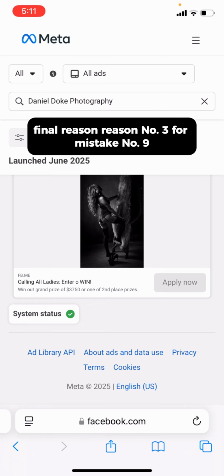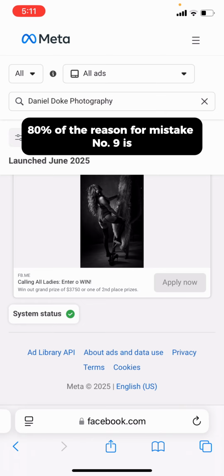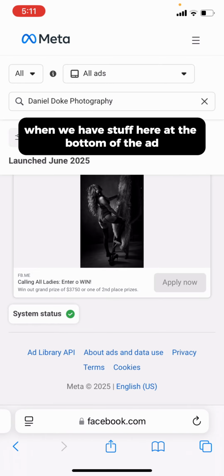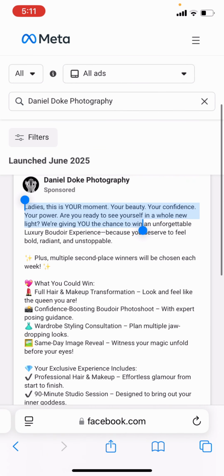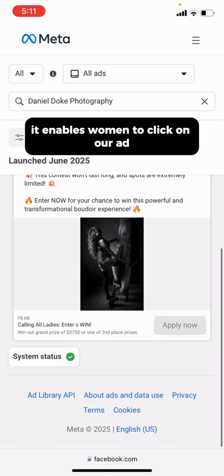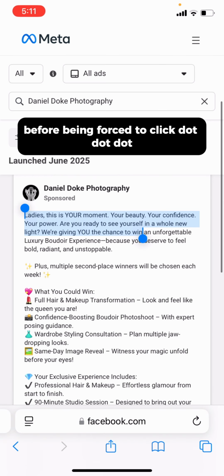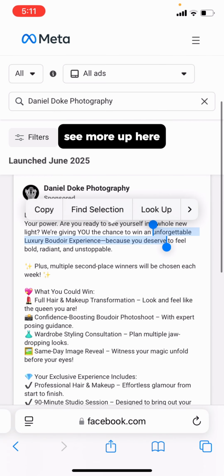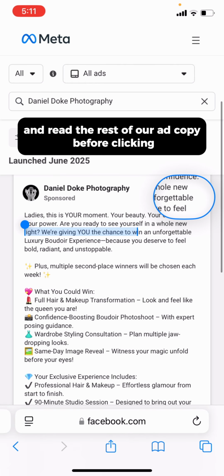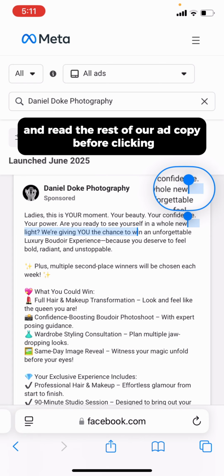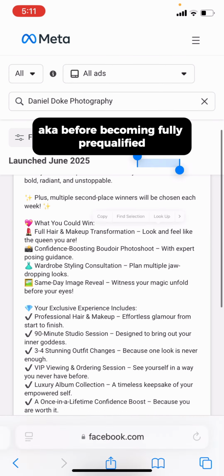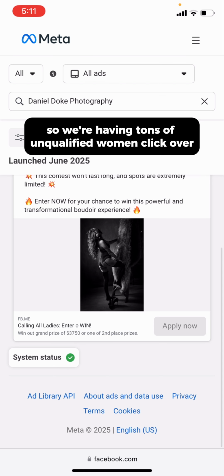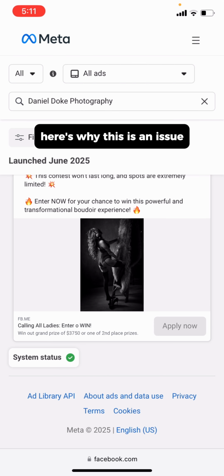Final reason. Reason number 3 for mistake number 9. 80% of the reason for mistake number 9 is when we have stuff here at the bottom of the ad below the creative, text or button, it enables women to click on our ad and go to the next page before being forced to click see more up here and read the rest of our ad copy before clicking, aka before becoming fully pre-qualified. So we're having tons of unqualified women click over. Here's why this is an issue.